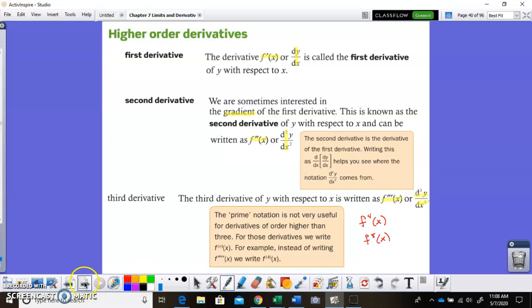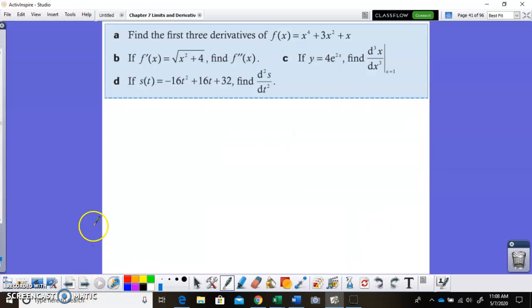So let's go ahead and look at a couple problems where we're taking more than one derivative. I'm going to do A, B, C, and D individually, and in between each one I'm going to clear the screen and start the next one. So if you ever want to pause to finish writing something down, feel free. So let's start with letter A.